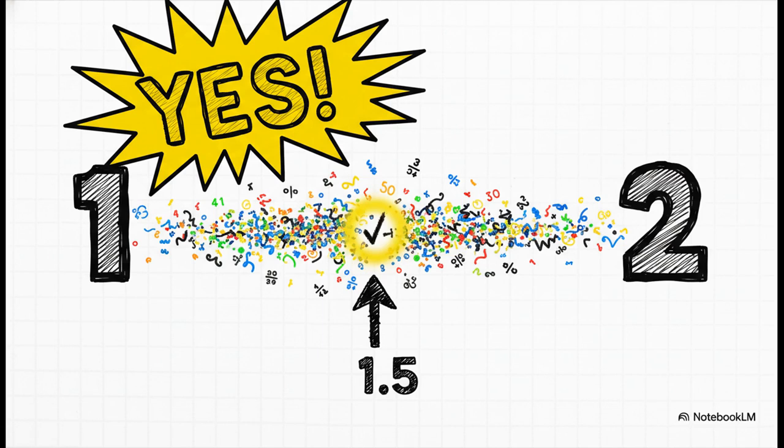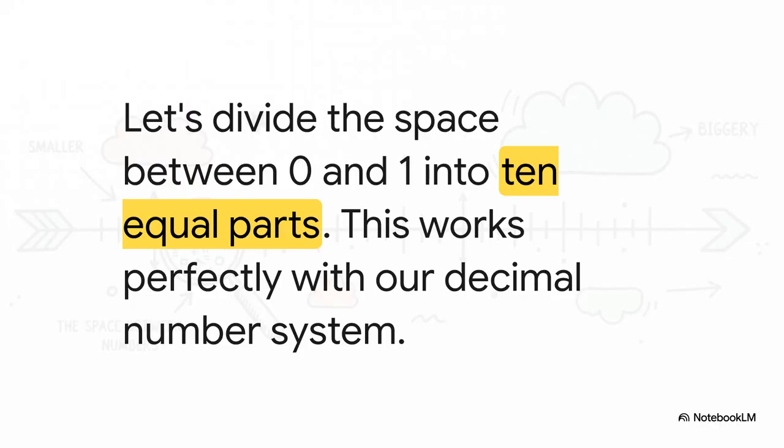The answer is a huge yes. That space is actually jam-packed with numbers. This is where all the fractions and decimals hang out. For instance, the exact point, dead center between 1 and 2, that's the number 1 and a half, or as we write it in decimals, 1.5.